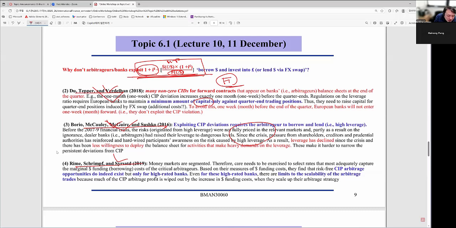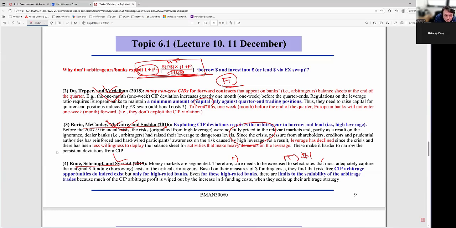So money markets are segmented. When you borrow dollars, the interest rate you're going to pay may be specific to you, based on your credit rating. So that's one issue. The second issue is when you exploit the CIP condition with $1, that's going to be easy maybe because you don't have to pay that much interest rate for borrowing $1.